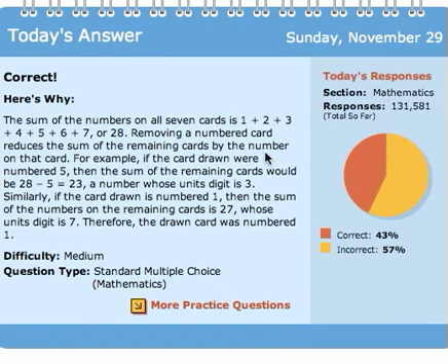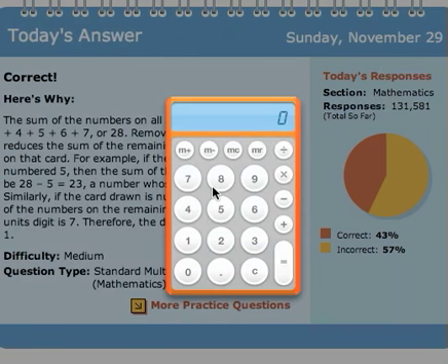Wow, look at that though. 57% incorrect out of 131,581. Let's do another little math problem. 0.57 times 131,581 is about 75,000. Well, I hope you guys are all watching this video and learning to get it right.